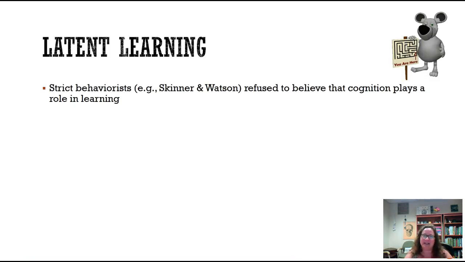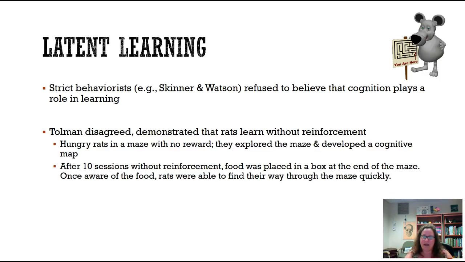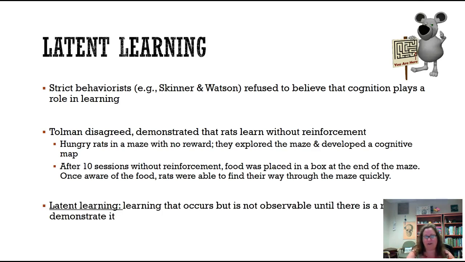Latent learning is something that strict behaviorists didn't really believe in, but Tolman thought, we do have this cognitive piece, and he found that rats can learn a maze even though they're not being reinforced. And he found this by having them explore the maze and make these cognitive maps and learn the maze, but then they weren't really motivated to do anything with that information until food was provided. Once the food was provided, the rats made their way through quickly. So they were learning, they just weren't motivated to show the behavior.